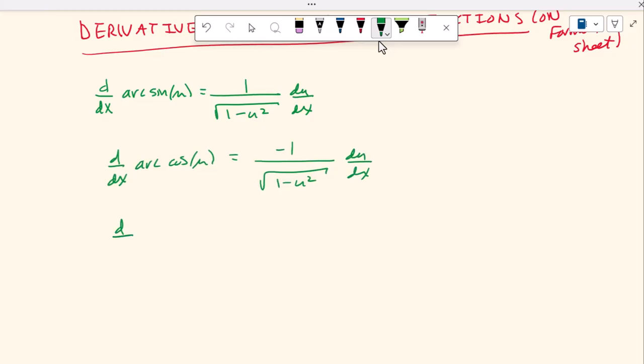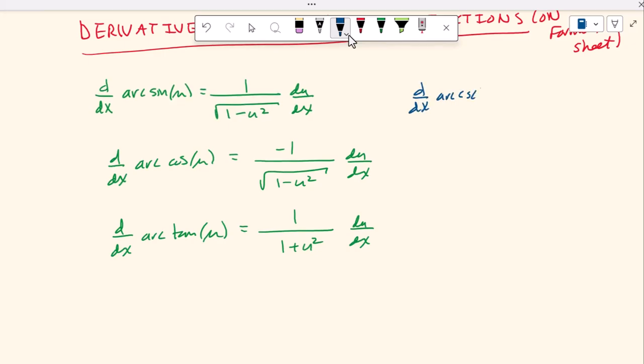Let's look at tangent, arc tangent. And u is usually some function of x. This is going to look like 1 over 1 plus u squared du dx. Now the reciprocal of sine is cosecant, so let's do cosecant next.